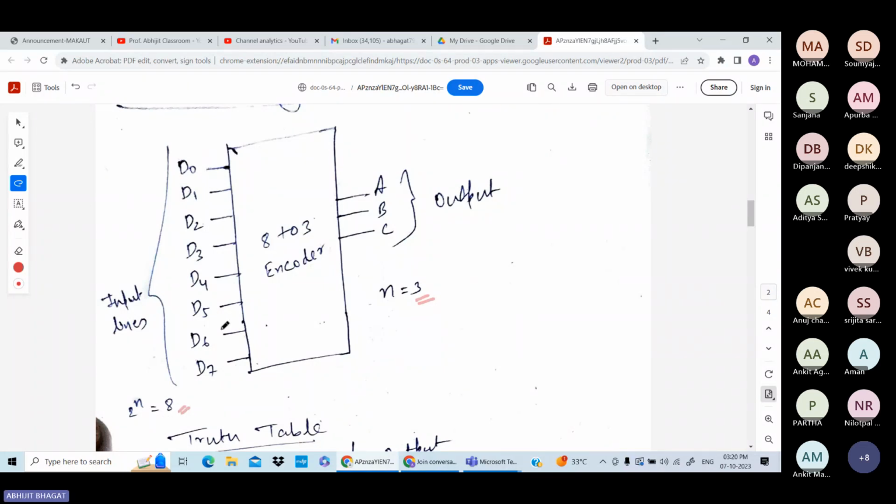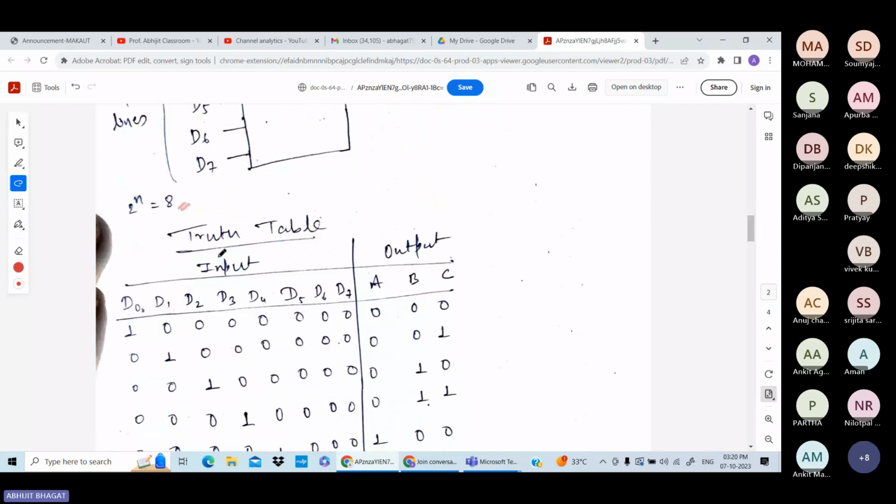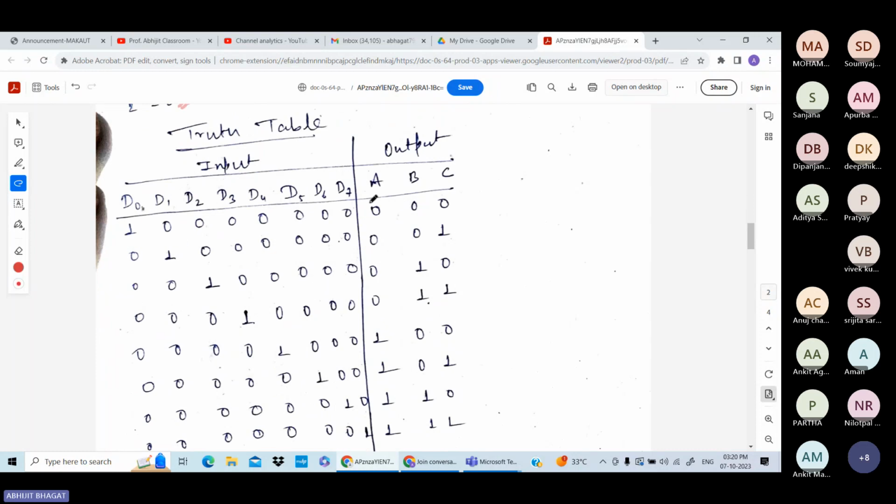So from D0 to D7, 8 number of input lines, and A, B, C, 3 number of output lines. 8 to 3 encoder. By the same process, we can draw the truth table. Okay. Draw the truth table by using the ABC, how many combinations? Starting from 0, 0, 0 to all ones. So where your D0 will be active. When your D0 is 1, your ABC is all 0.